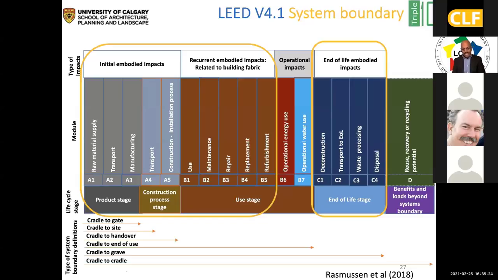And for LEED version 4.1 coverage, you don't have to cover everything. Of course, if you see the system boundaries that are required to be covered, it does cover a significant part of these 60 modules. But there are still significant parts that are excluded. So basically what it's saying is about the material choice, it's about the end of life, it's about the embodied impact and so on.